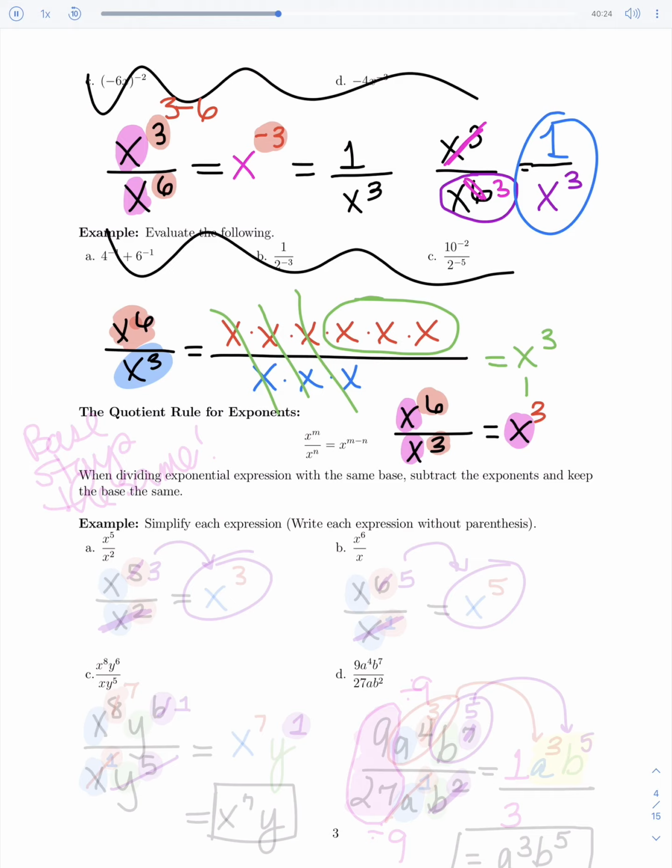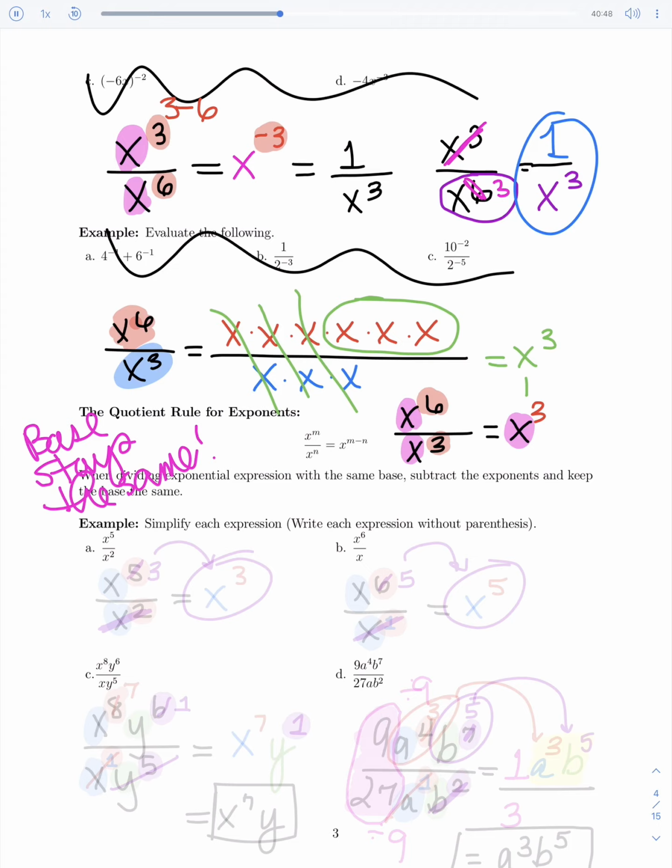That's kind of cool. On a test or in your homework, it doesn't matter which way you do it. It's really up to you. Again, like all of these rules, the key is that the base stays the same. It has to match and then it will stay the same. The only thing that should be happening is that your exponents should be changing. So let's take a look at a couple of these.